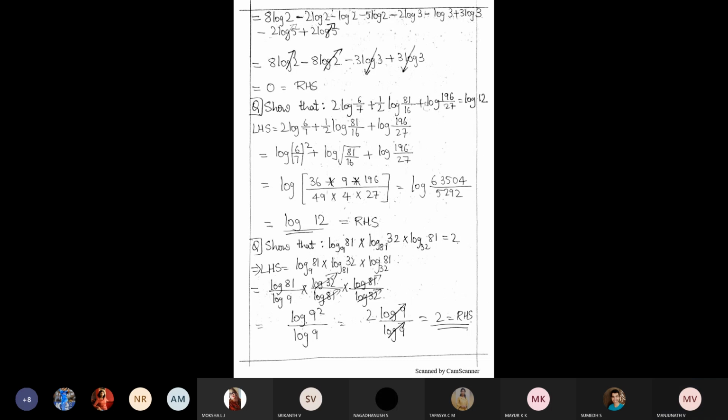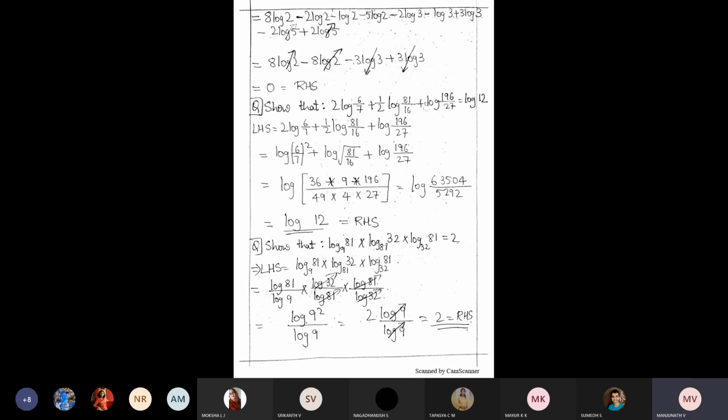Yeah, sir. Got it. Log 81 by 16, 1 by 2 is there. Because the 1 by 2, that becomes whole thing under root. Root 81 by root 16. Root 81 by 16 is 9 by 4. And 196 by 27. This is log m plus log n plus log p. This is log m into n into p.